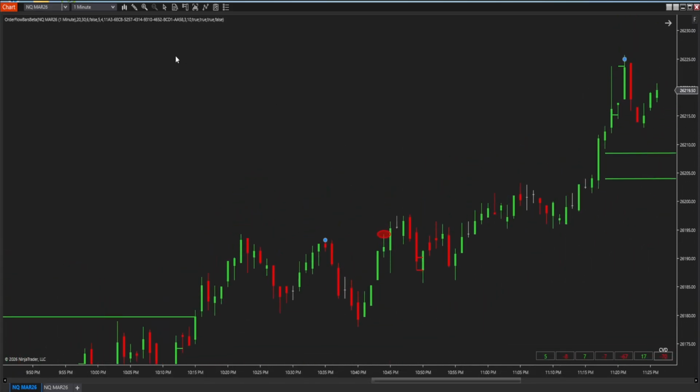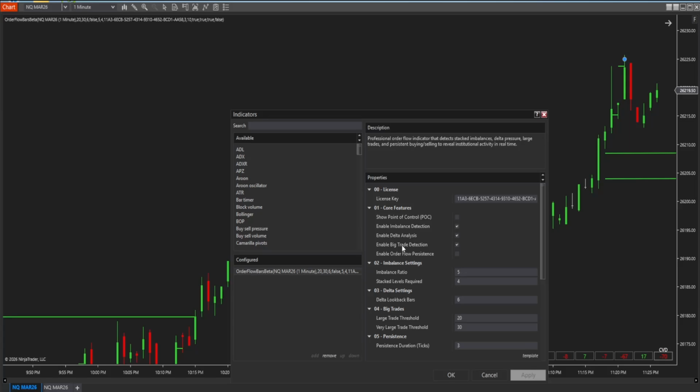I just want to go over the settings that I use, which is enable big trades detection. And then the big trades large threshold is 20, and the very large trade threshold is 30. That's for NQ. You'll have to change it if you're trading ES or silver or gold or anything like that. So just remember the large trade threshold: the first one is between 20 and 29 contracts in one order. And then the very large trade threshold is 30 or more contracts. That's the big red or green circle.